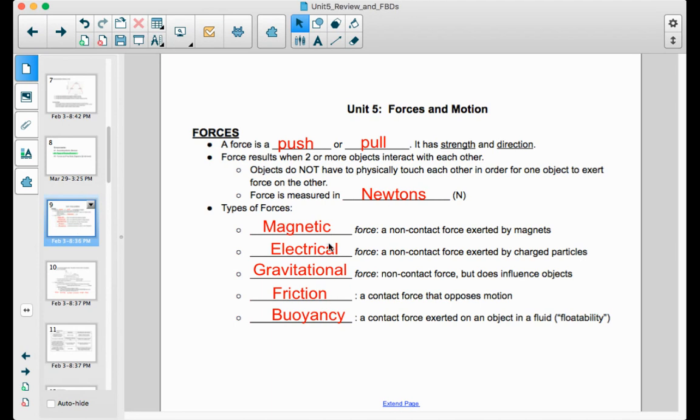Some things I already have filled in here. This is just an overview of different types of forces. Just remember, a force is a push or pull, has strength and direction. Force is measured in newtons, represented with a capital N. Then we have a number of different types of forces. Some of these we'll talk about in more detail than others. Of course, we have magnetic force, electrical force, and gravity. Can't forget about gravity and its influence on us, as well as friction and buoyancy.